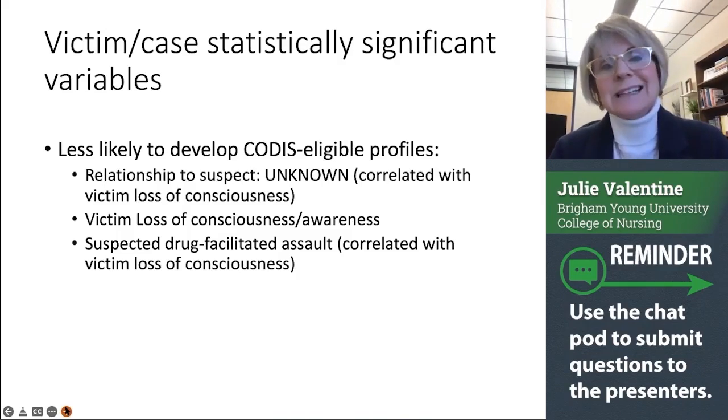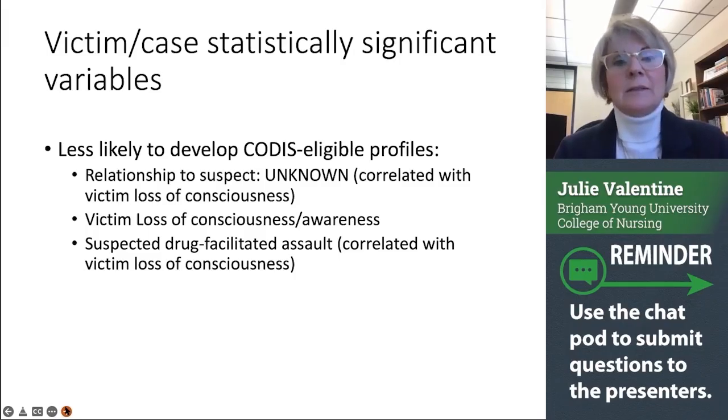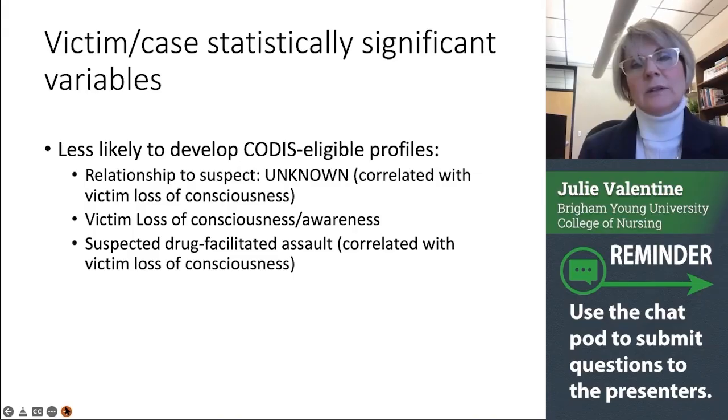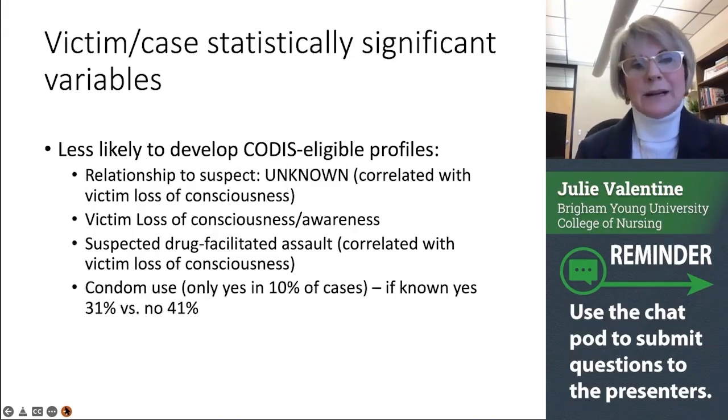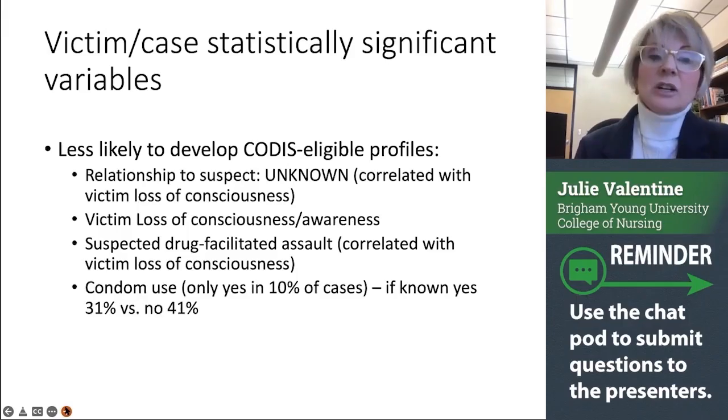So if a victim says unknown, meaning that they had a full loss of consciousness and they don't know who sexually assaulted them, less likely to develop a CODIS-eligible profile. Same with suspected drug facilitated. Condom use.